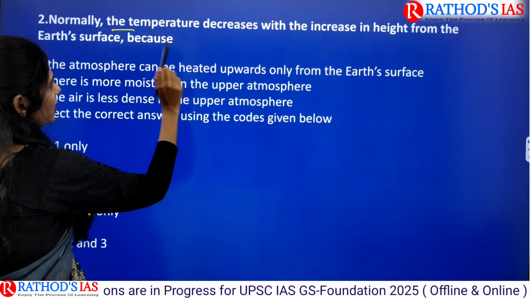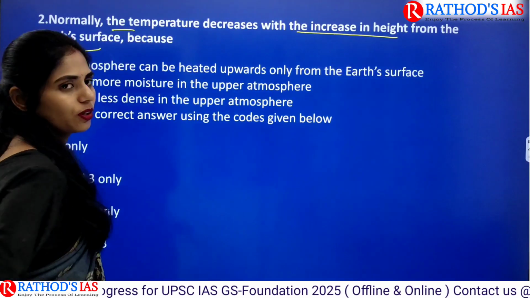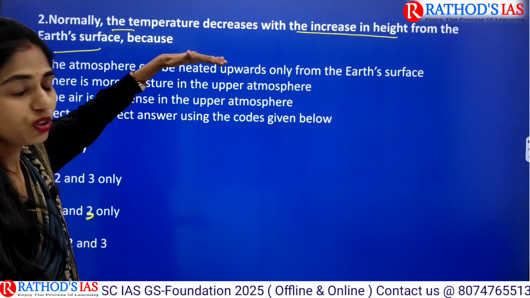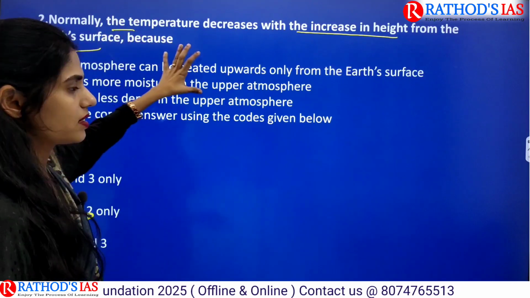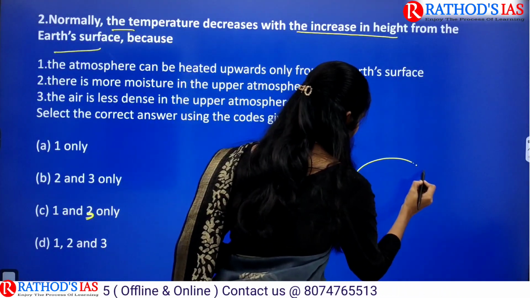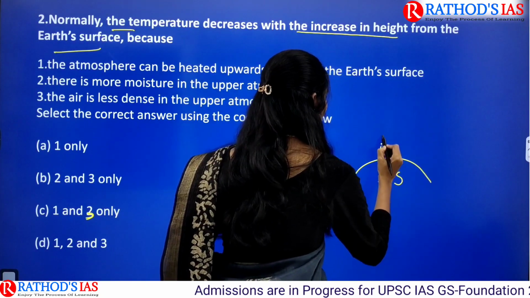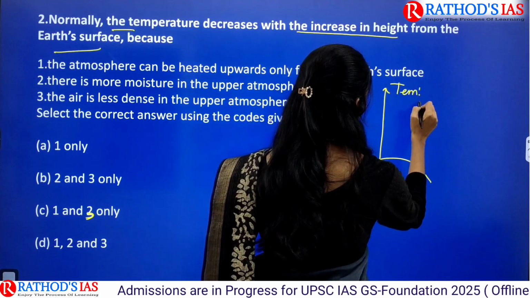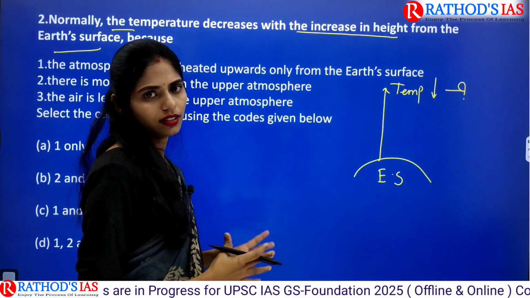Normally the temperature decreases with increase in the height from the earth's surface because. Whenever you are moving away from the earth's surface, or increasing the height, the temperature is decreasing. What is the reason? Let me draw this diagram so that you can easily understand. So this is earth's surface. If you are moving away from the earth's surface, temperature is decreasing. And the question is asking what the reasons are.